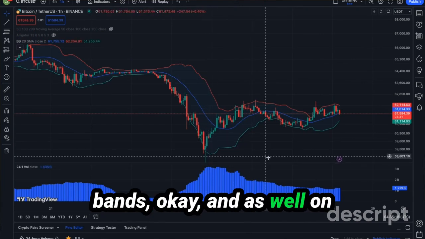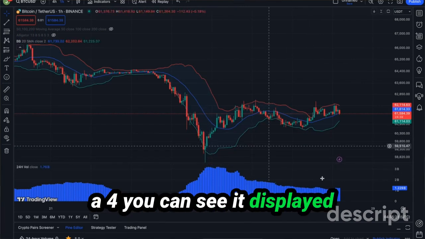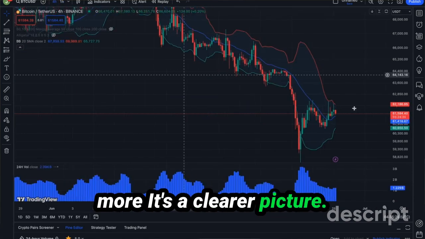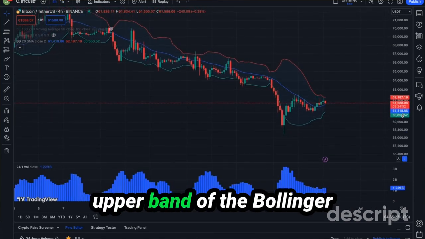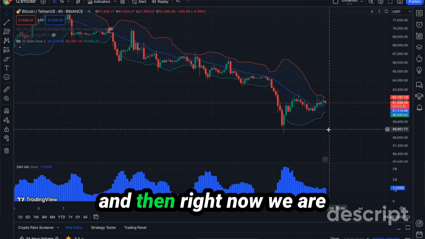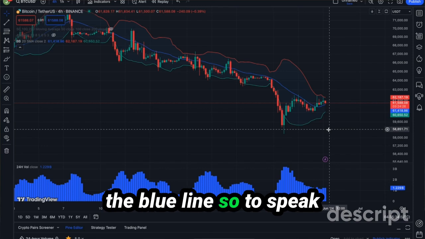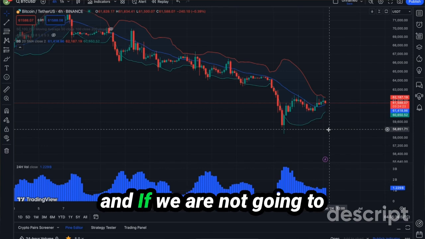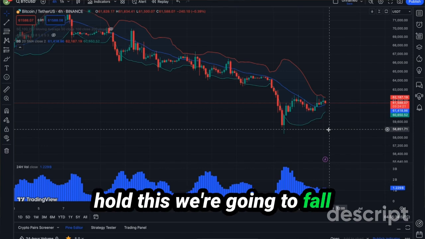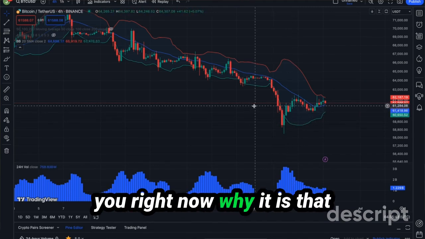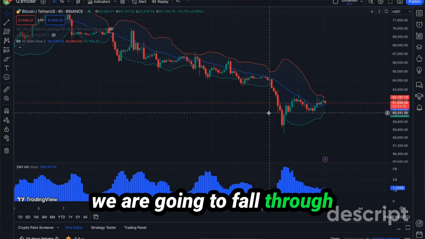And as well on the 4-hour, you can see it displayed in more beauty, a clearer picture. You can see we've touched the upper band of the Bollinger, and then right now we are above the medium, but above the blue line, so to speak. And if we are not going to hold this, we're going to fall through. In my opinion, we are going to fall through, and I'm going to explain to you right now why it is that we are going to fall through.